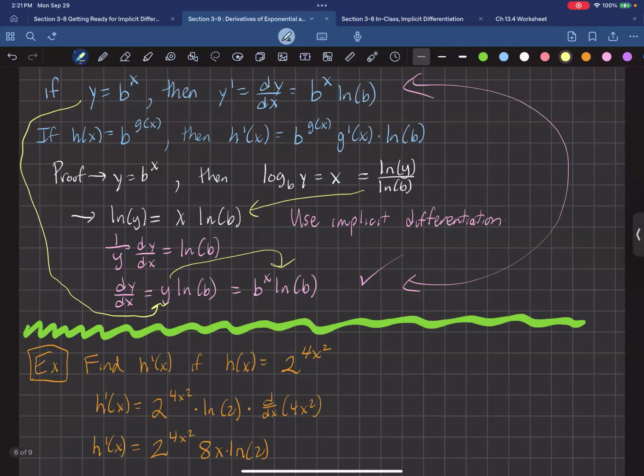Notice I do not combine the ln of 2 and 8x. They are separate. You cannot put them together. It is not 16x to the 4x squared. Don't do that. Don't combine them. Leave them separate. You probably wouldn't have combined the ln of 2, but I see a lot of students generally trying to combine the 2 and the 8 to make it 16. And that doesn't work here.